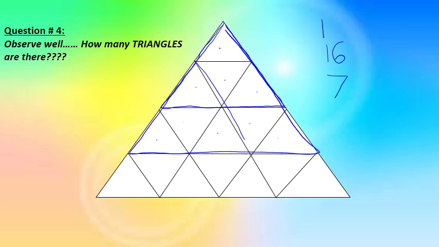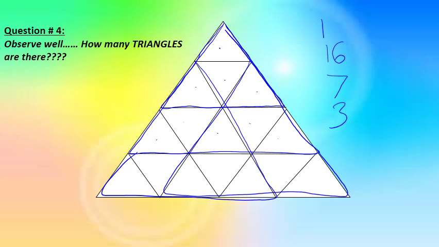Now, how many of these triangles do we have? 1, 2, and 3. Do we have more triangles? These are the triangles. So in all, 16 plus 1 plus 10. So there are 27 triangles.